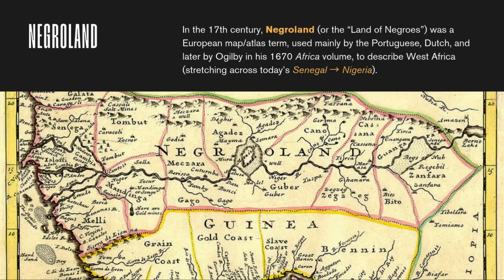And here is where you will find and see where the term Negro came from and why they began to call us Negro. Now, in the 17th century, Negroland, or what they would call the land of Negroes, or sometimes the land of the Blacks, was a European term that they put on maps and atlases. It was used primarily by the Portuguese, Dutch, and later by Ogilby when he wrote his 1670 volume called Africa to describe West Africa, which stretched from Senegal to Nigeria, as you can see on this map. So it was a section of quote unquote Africa that they called Negroland.